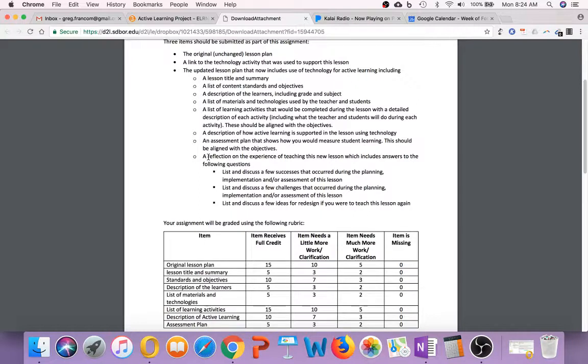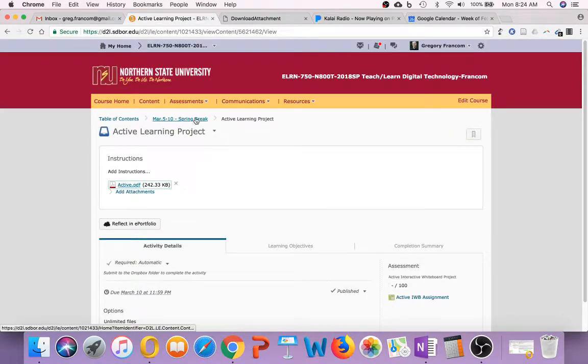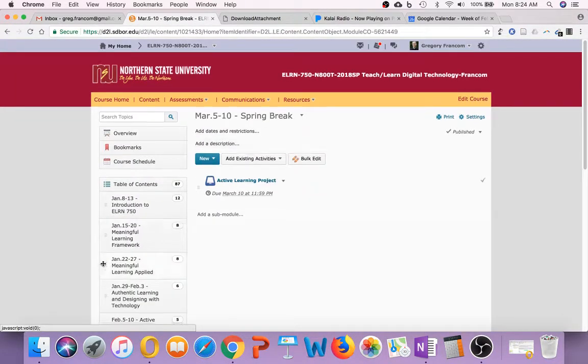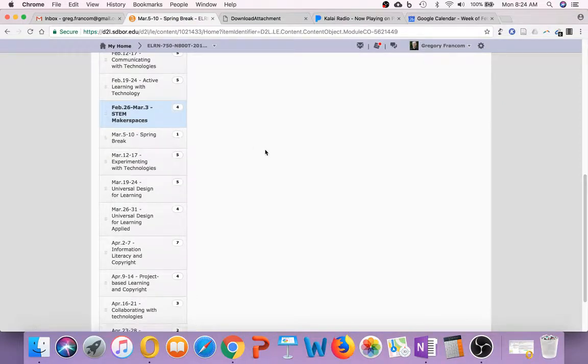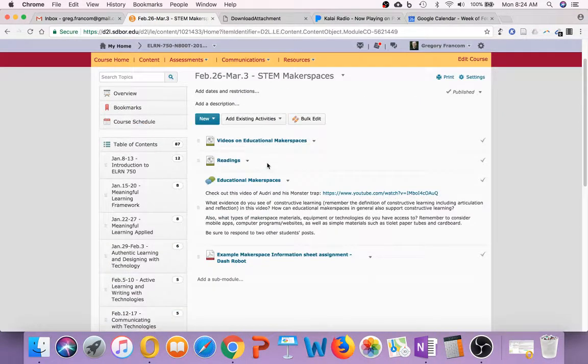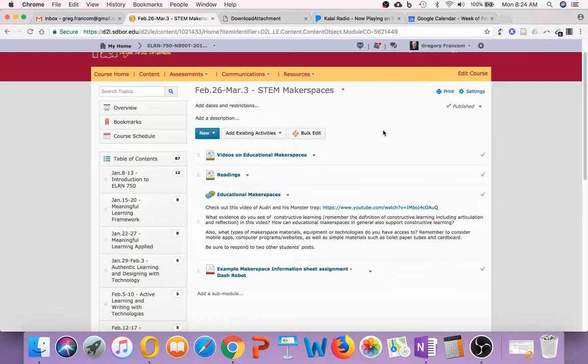Anyway, so this is going to include implementing the lesson and reflecting on the experience, about successes, challenges, and ideas for redesign if you were to teach the lesson again. So that's what's due next week as a reminder, but we are moving into a different unit now, focusing no longer on active learning but on makerspaces, and this is constructive learning. And makerspaces really have the power to support constructive learning in a lot of great ways.